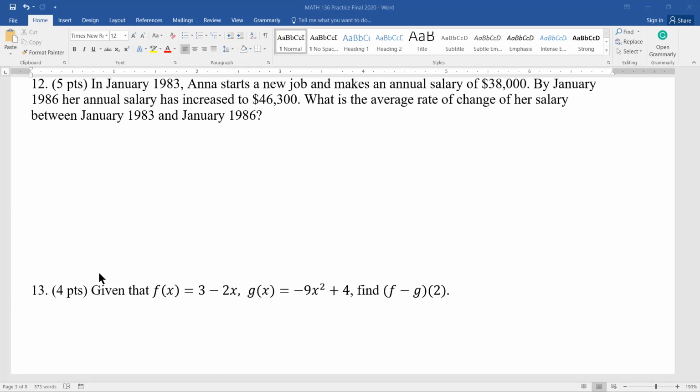So then we just want to simplify the top, simplify the bottom. So 8,300 divided by 3 is going to give you approximately $2,766.67. Want to label that money. That is her increase in salary every year between 1983 and 1986. Again, that is the average increase in her salary. I know it's an increase because it tells us it increased, and then as well, we have a positive number for this.